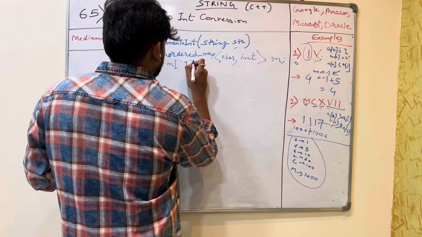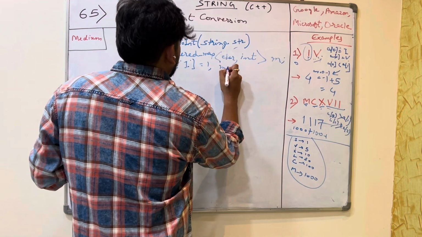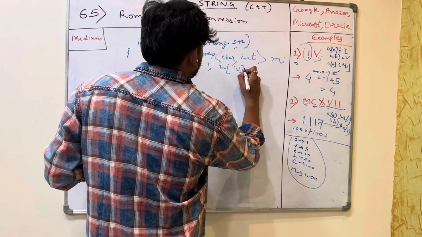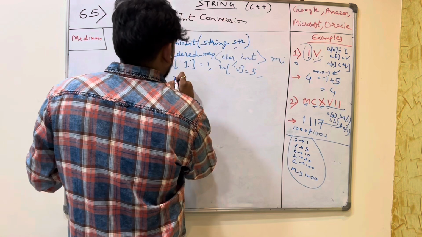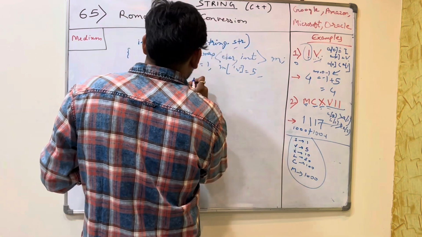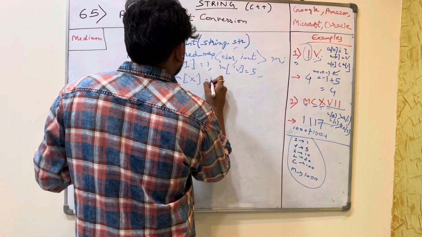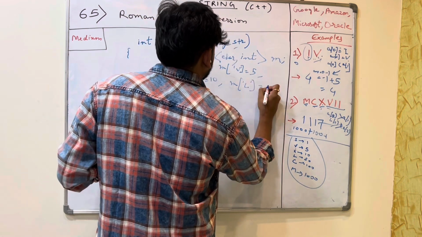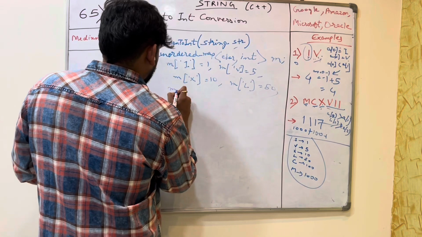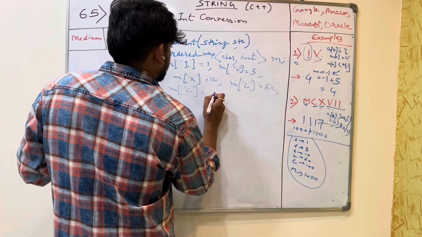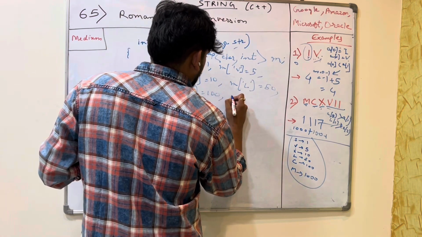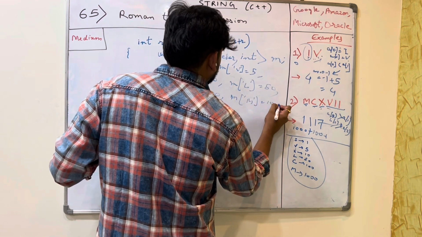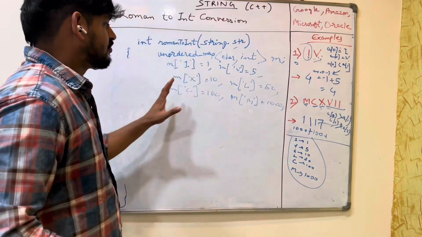I is 1, m of V is 5, m of X is 10, m of L is 50, m of C is 100, m of M is 1000, right? So we have all these values stored in the map now.